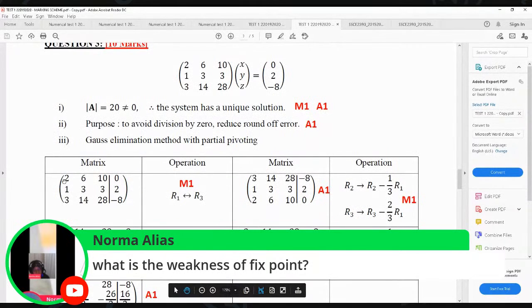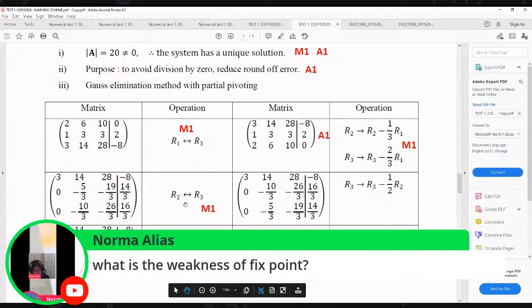For Gauss elimination, you see this one, you need to change row 1 and row 3 because you want to make sure that A11 is greater. Then you develop a new row 2 because you want to make 0 for row 2. Second, you change row 2 and row 3 because you need to make sure that A22 is greater than the other column elements. You need to make sure that row 3 element (3,2) is 0, so you do the rearrangement.